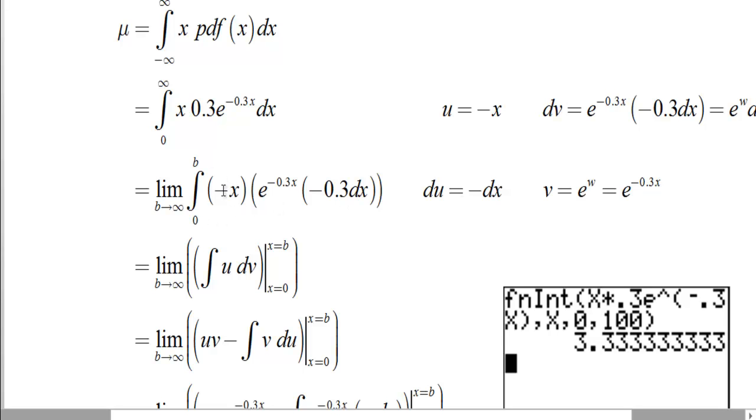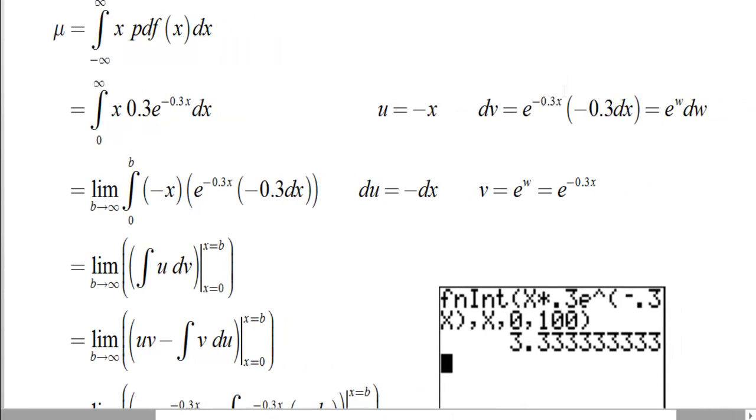Think of this negative x as being u. Then du is just negative dx. Then here dv is the rest of it, which is e to the negative 0.3x times negative 0.3 dx. And that just becomes e to the w dw if you let w be negative 0.3x. So the antiderivative of that is e to the w, or e to the negative 0.3x. So what we have here with the substitution is the antiderivative of u dv.